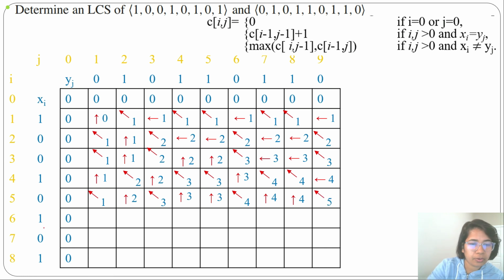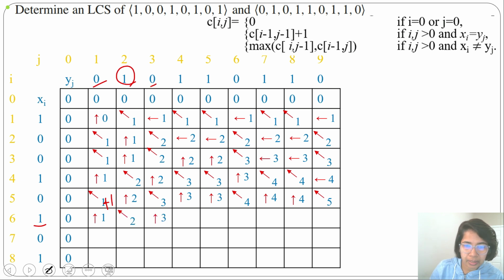Next, sixth row, 1 not equals to 0, we'll write 1, arrow will be up. Then 1 equals to 1, so we'll write this 1 plus 1, it's 2, arrow toward left corner. 1 not equals to 0, so 3, arrow will be up. 1 equals to 1, so 3 plus 1 will be 4 and arrow toward left corner.